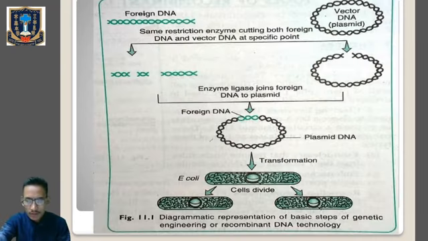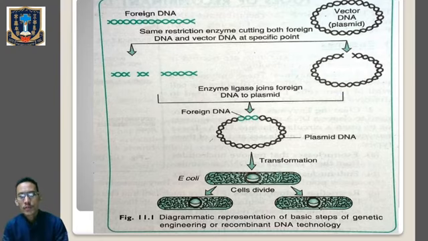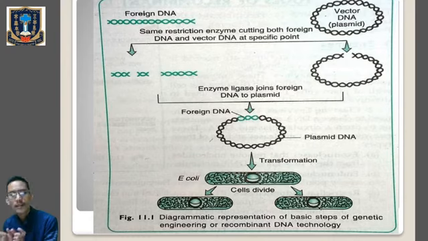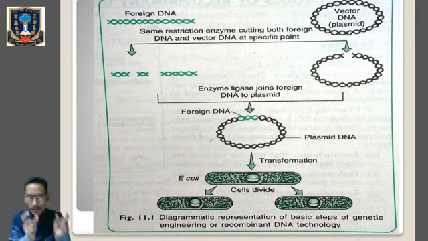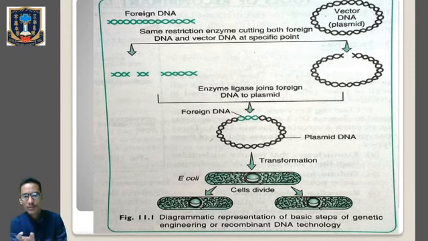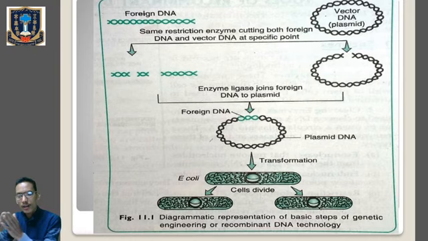Okay, so in our first class we have learned that within the foreign DNA we have got a gene of interest. Gene of interest means having the desirable characteristics. So that is present in the foreign DNA. Only a segment of DNA has the characteristics which we want, which is desirable. Then we require a vector. In this case we are using the plasmid vector.